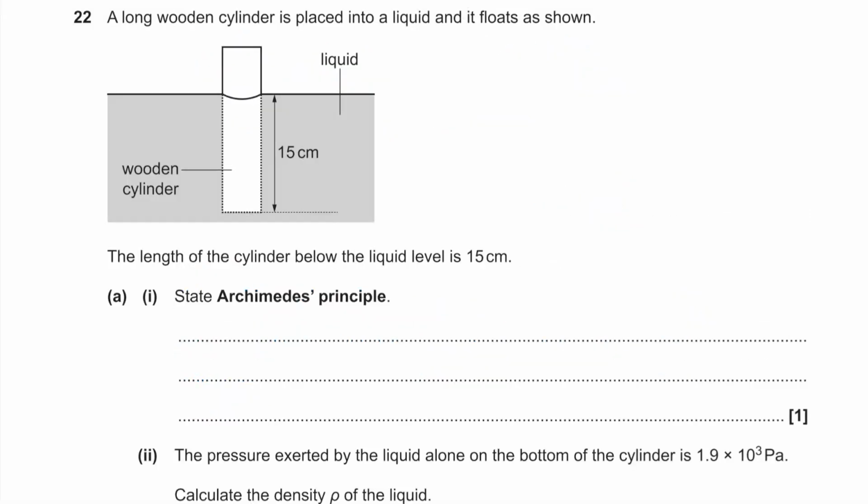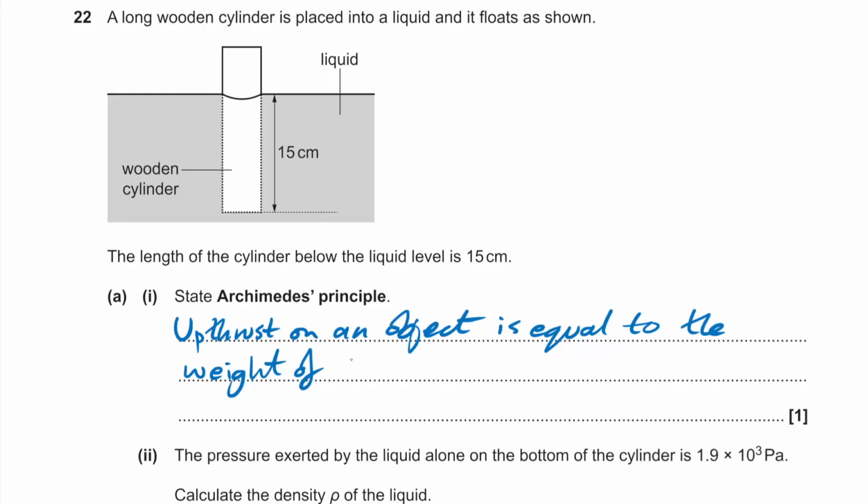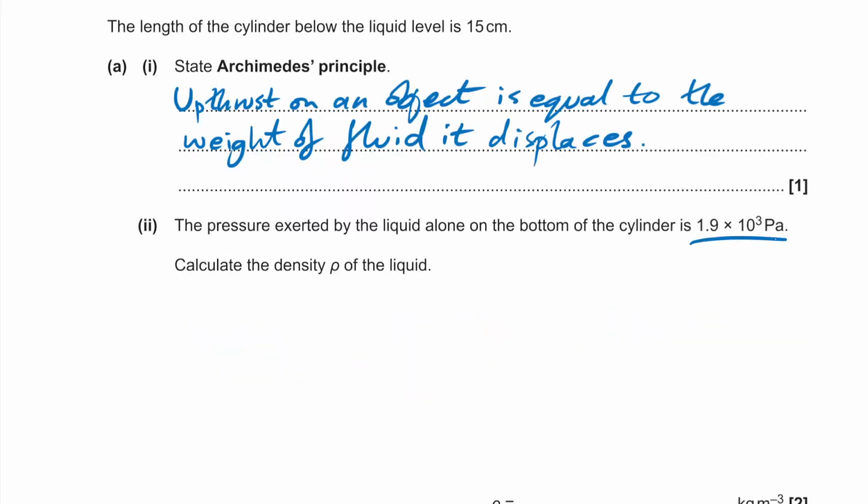22, long wooden cylinder, upthrust. State Archimedes' principle. Upthrust on an object is equal to the weight of fluid it displaces. Pressure exerted by the liquid alone is that. Calculate the density of the liquid. So our classic equation, pressure is equal to h rho g. Therefore, rho is equal to P over hg.